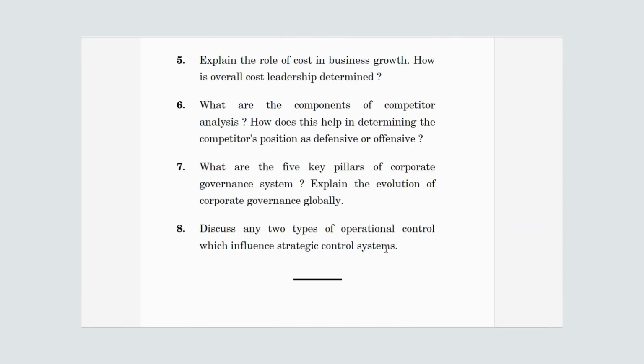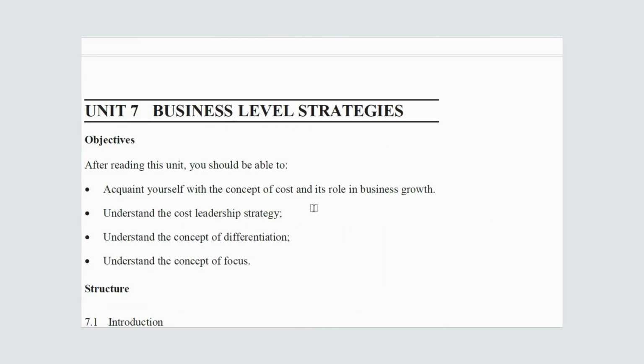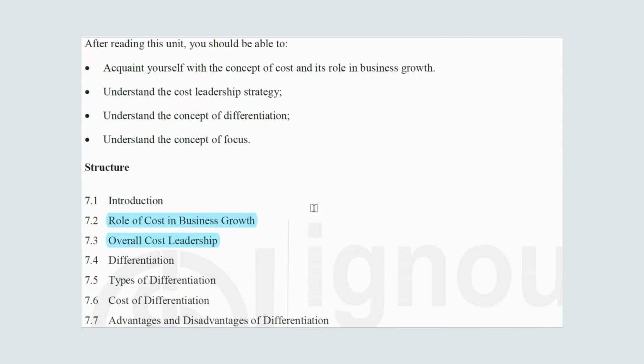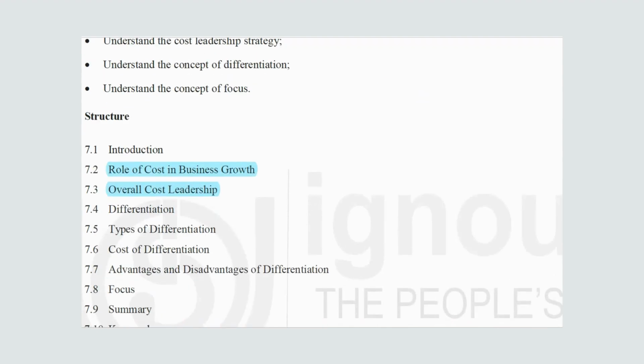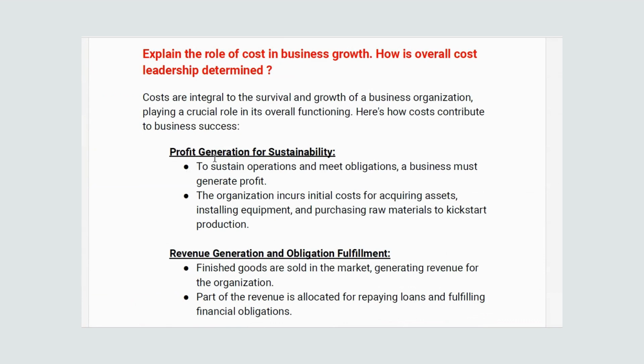Okay, so the next, fifth question is: explain the role of cost in business growth and how overall cost leadership is determined. Okay, so let's see in unit 7, business level strategies. In this unit we can find the topic for the role of cost in business growth and the overall cost leadership. Okay, so we can say that to start up any business organization and for the growth of that organization, it incurs certain cost, right?